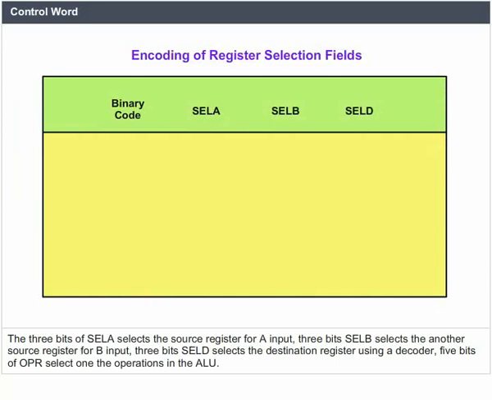The 3 bits of SELA select the source register for the A input. The 3 bits of SELB select another source register for the B input. The 3 bits of SELD select the destination register using a decoder, and the 5 bits of OPR select one of the operations in the ALU.